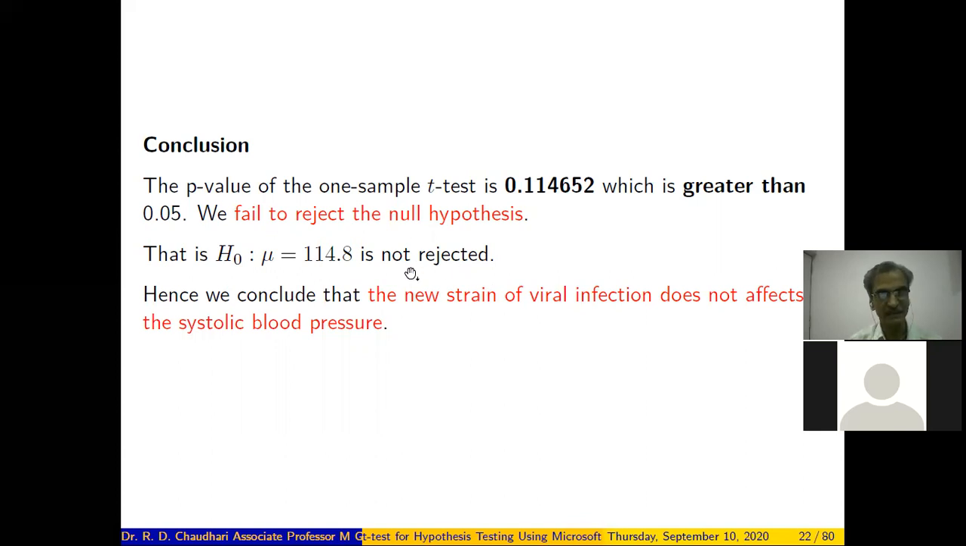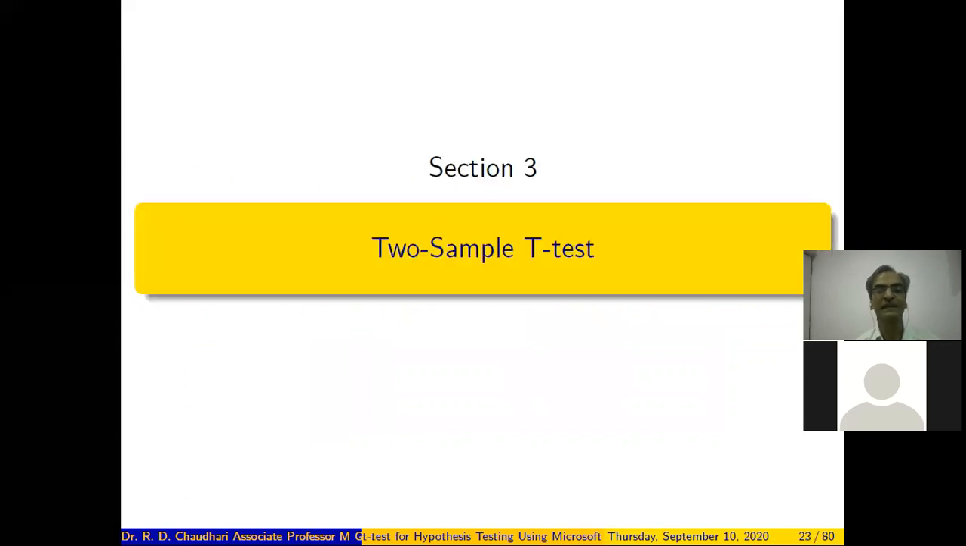It is not rejected. That means we conclude that the new strain of viral infection does not affect the systolic blood pressure. That is, the systolic blood pressure of women from the age group 18 to 14 who have the new strain of viral infection is 114.8. It is not increased or decreased. So this is how we can use the Microsoft Excel add-in for a one sample t-test.